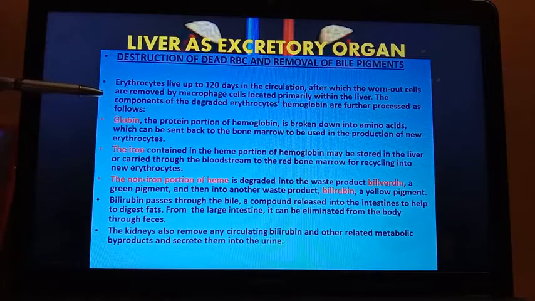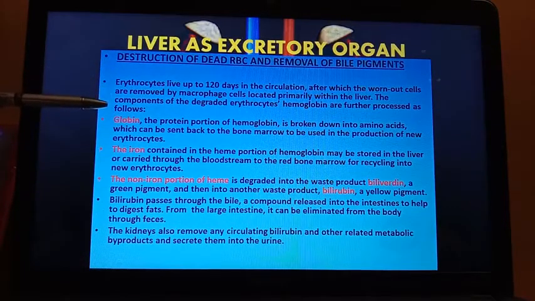The components of the degraded erythrocytes, always you will remember erythrocytes means RBC or red blood cell. So components of the degraded erythrocytes, hemoglobin, are further processed as follows. You know that RBC contains hemoglobin. So hemoglobin is further processed as follows.